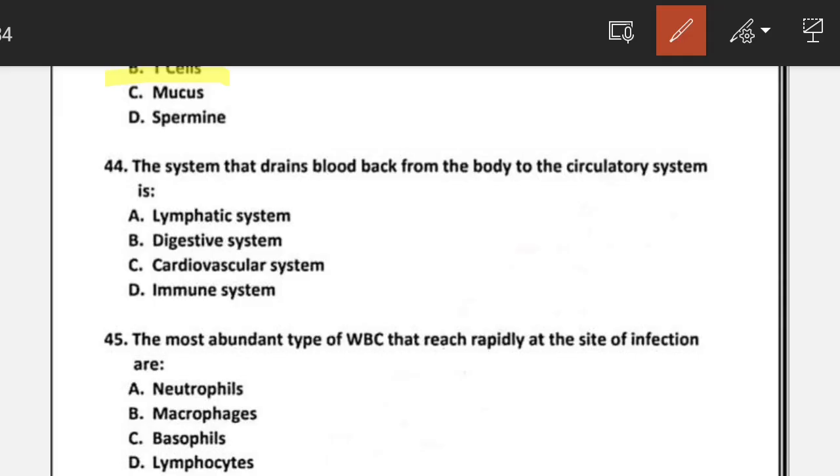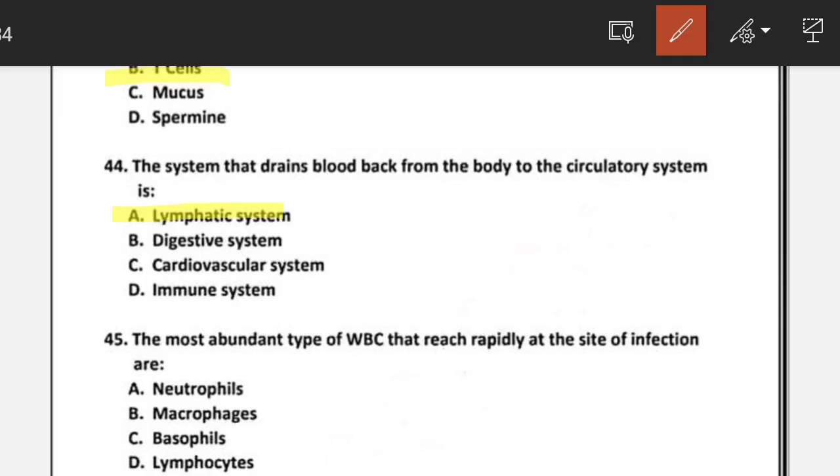Question number 44: the system that drains fluid from the body into the circulatory system is: option A, the lymphatic system; option B, the digestive system; option C, the cardiovascular system; and option D, the immune system. The fluid that is devoid of red blood cells is known as lymph, and you know very well that plasma and lymph have a similar composition. So that system is the lymphatic system. Option A is the correct option, but keep in mind the lymphatic system is absent in our central nervous system, meaning there is no lymphatic system in our brain and spinal cord.